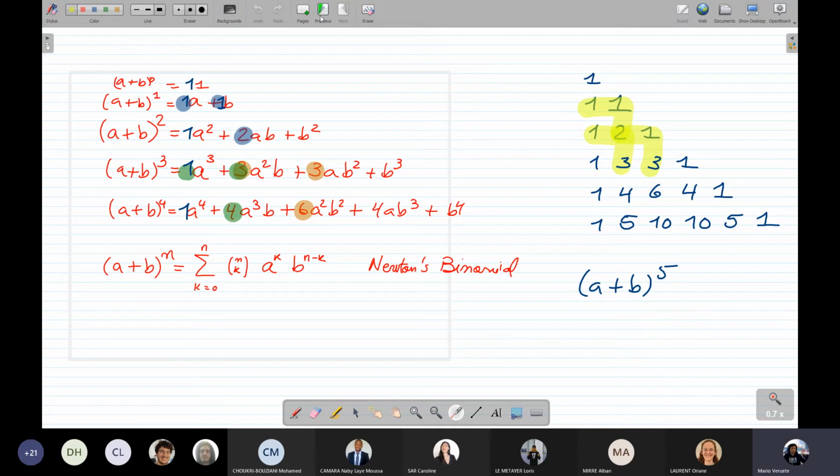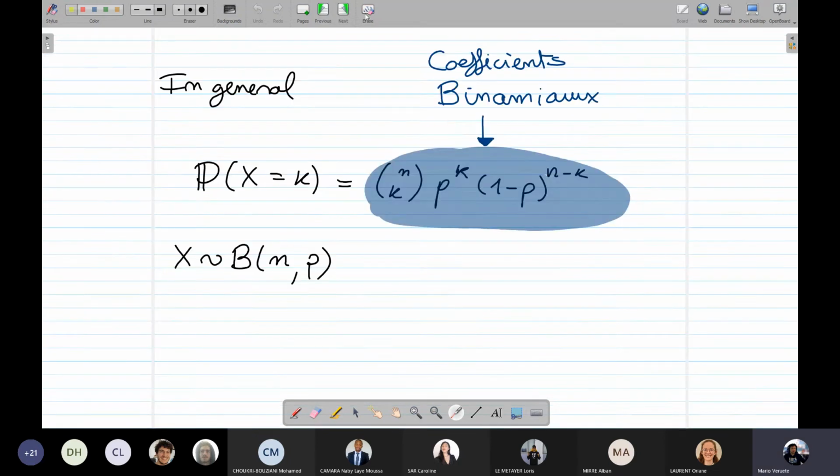It's quite easy, no? It's not very profound. So this you have to remember. This is very, very important, and you have to memorize this thing. If x is a binomial random variable, then the probability that x equals k is k among n times p power k times 1 minus p power n minus k. Okay, perfect.